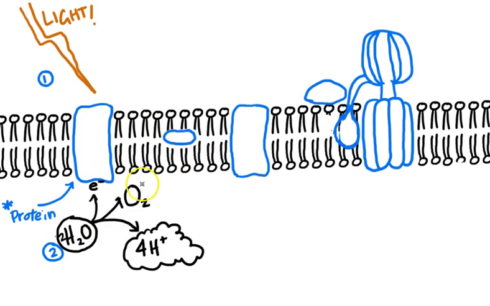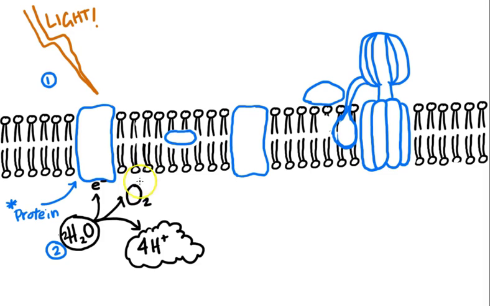The oxygen, believe it or not, and this is kind of weird, is waste. The plant has no use for it, doesn't care about it, and the oxygen will eventually go away. Oxygen is waste. And so it is going to go away.